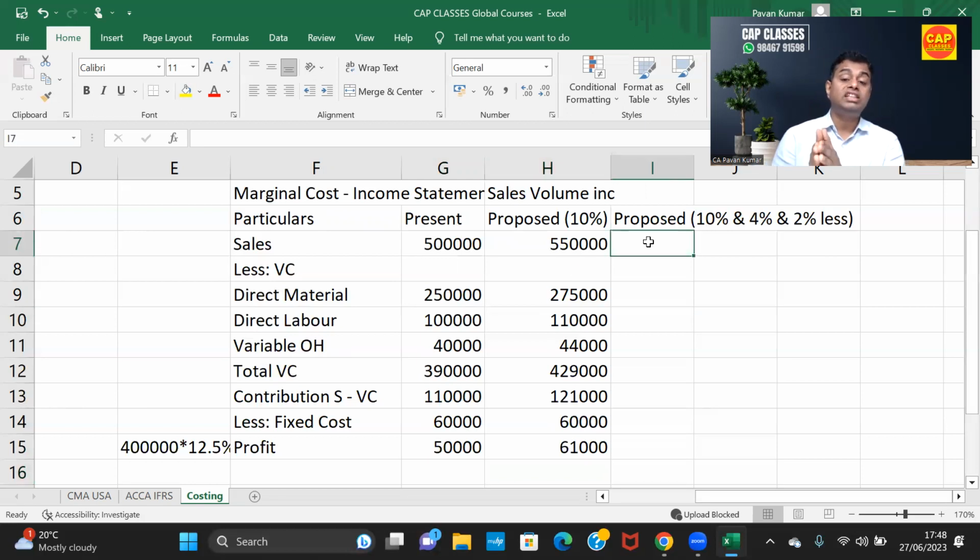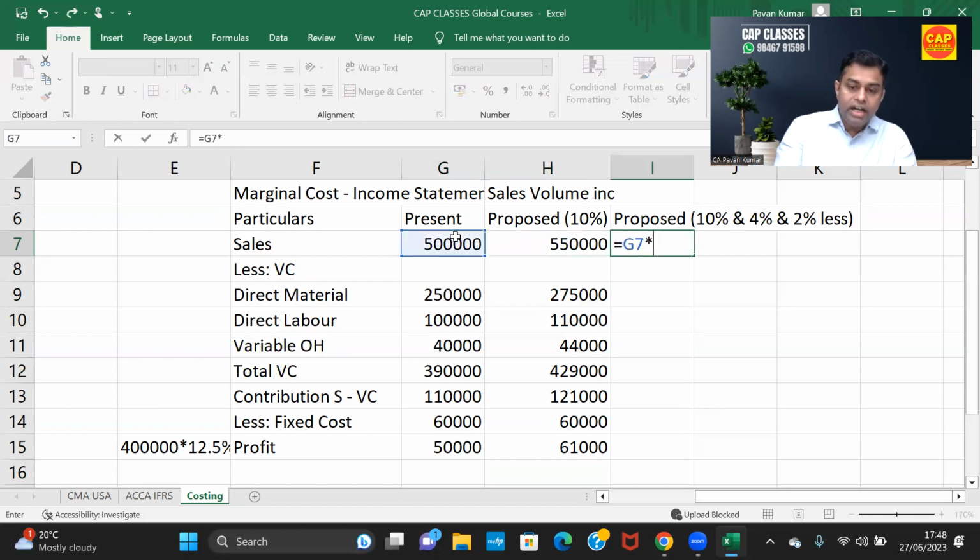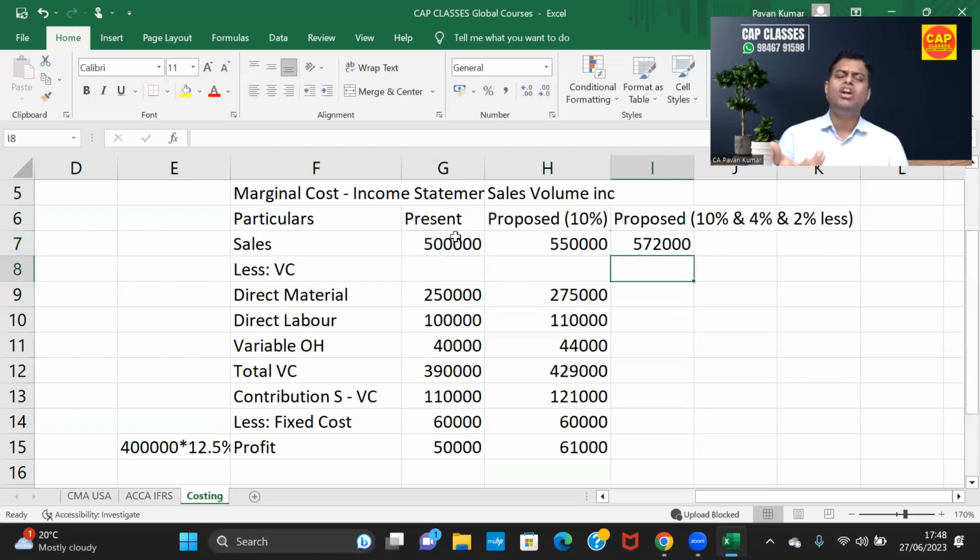In the proposal, what is happening? This 5 lakhs volume will be increased by 10%. So plus 10%. Selling price will increase by 4%. So plus 4%. So here this into 1.1, which means 10% up, into 1.04, 5,72,000. Or if you have calculator, I have Excel, I can do any nonsense here. If you have calculator, take 5 lakhs plus 10% plus 4%.